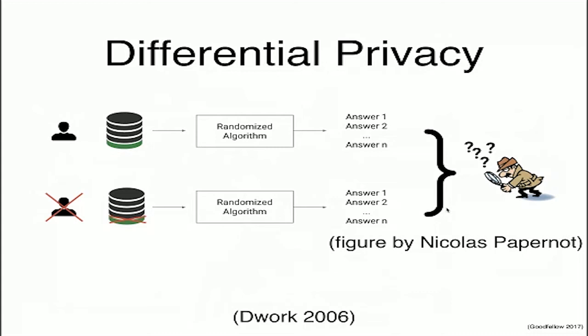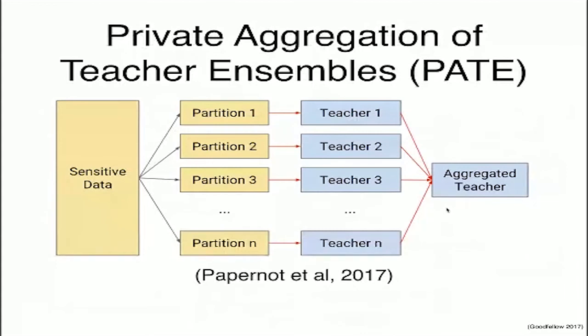This basic idea of how to examine two different hypothetical algorithms and see the differences between them is called differential privacy, and it was introduced by Cynthia Dwork in 2006. So we'd actually like to apply differential privacy to deep learning. There are several different ways of doing that, but Nicolas Papernot and some of my other collaborators and I developed a technique that we call PATE, for private aggregation of teacher ensembles.